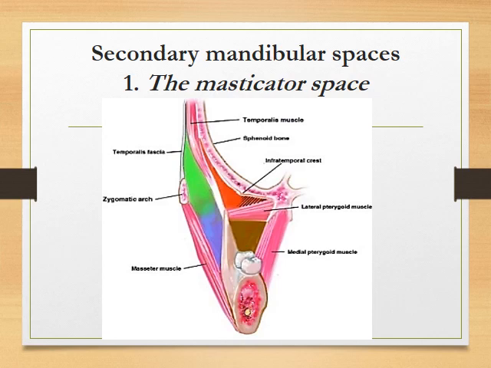So involvement of any one of these masticator spaces will cause trismus because they are involved with the muscles of mastication. Within this space, we have 4 compartments or 4 spaces. They usually behave separately, but in severe and long-standing infections, we may present with the involvement of all these 4 compartments.